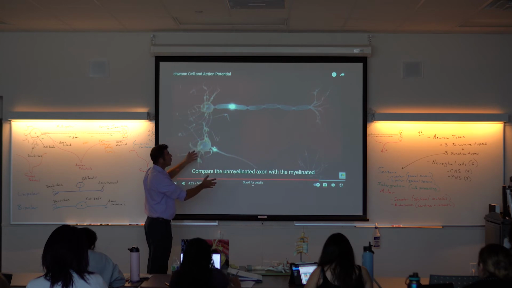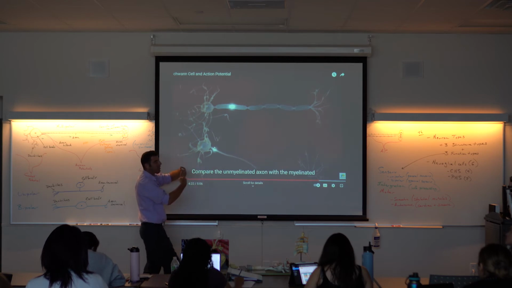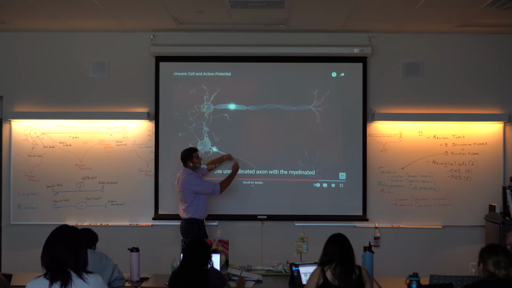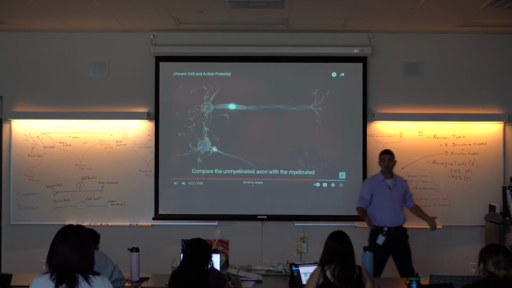When there's myelination there, what you're going to see is that the electrical exchange, the sodium ions that move in and potassium ions that move out, can only move in and out between those Schwann cells, in these little gaps that we call nodes of Ranvier.